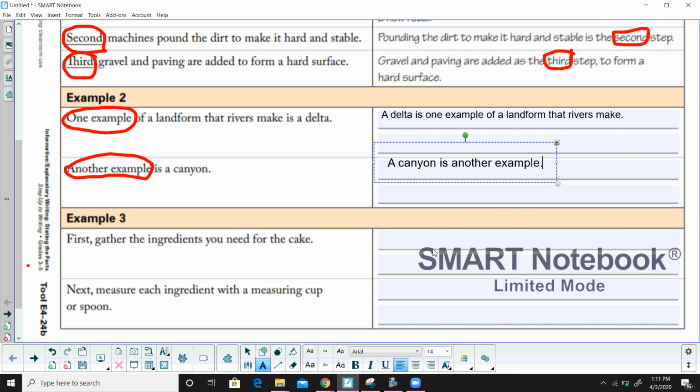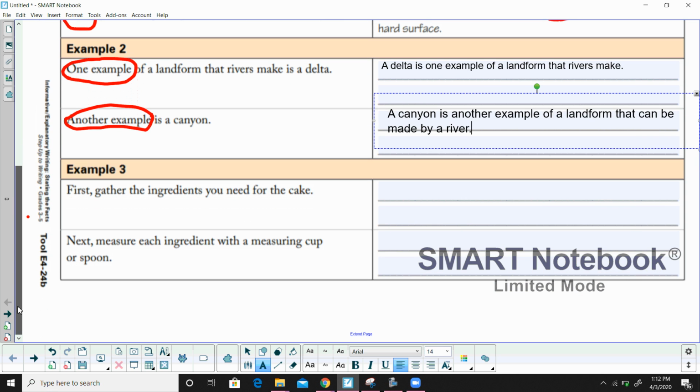But if I didn't have the sentence above, I would probably be very descriptive and I would say, a canyon is another example of a landform that can be made by a river, right?